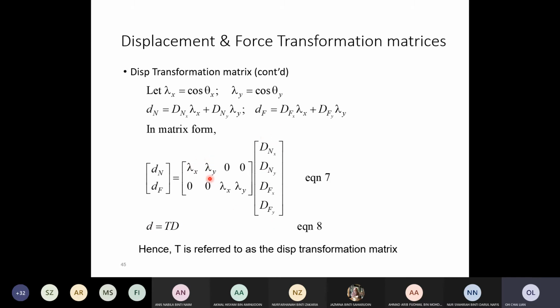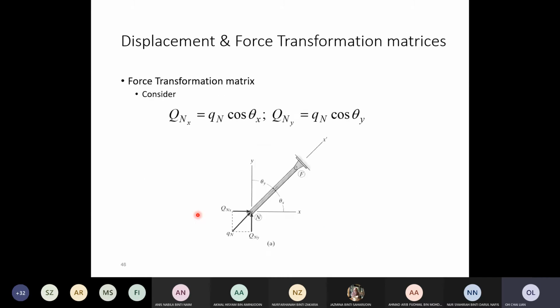This T, to introduce you, is called the displacement transformation matrix, and it consists only of lambda x and lambda y. You need to know when you want to use the T. Here I give you equation 8 to remember. These equations will not be given to you, only the T and the D will be given. So you need to know how to use this matrix.